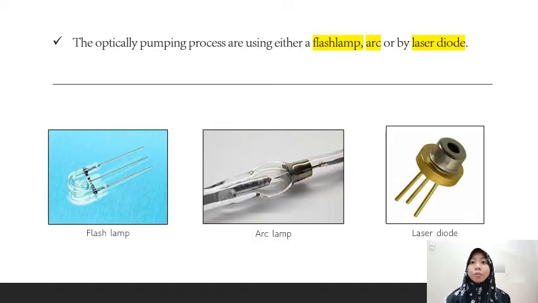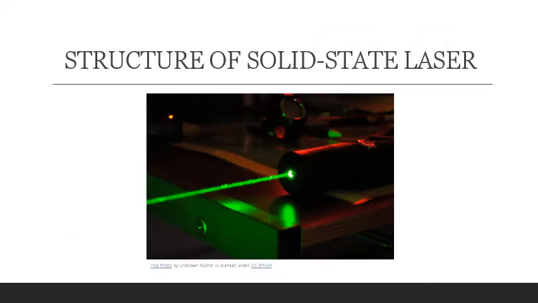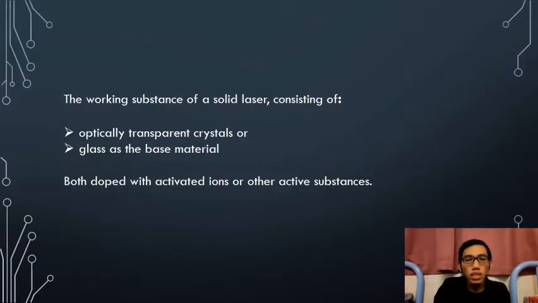Okay, the optical pumping process can be done by using a flash lamp, arc lamp, or diode laser. The working substance of a solid laser consists of optically transparent crystal or glass as the base material, both doped with activated ions or other active substances.